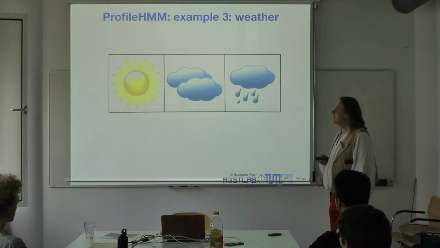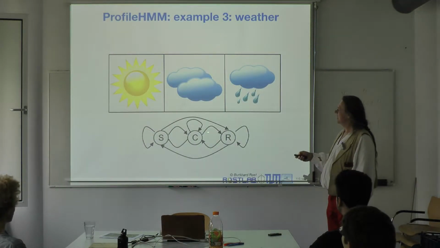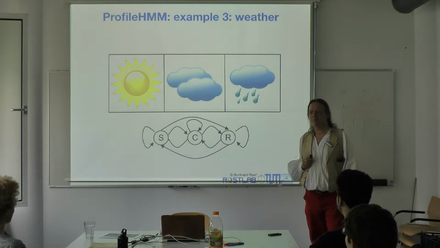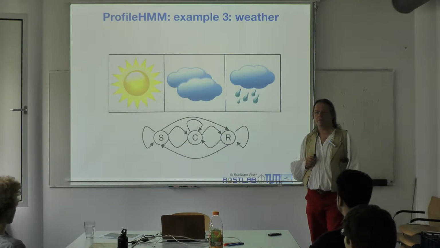What about this one here? In this particular case, we have sun, cloud, rain. Is that a deterministic model that we could map onto a hidden Markov model? Does anybody feel not? Anybody argue why not?